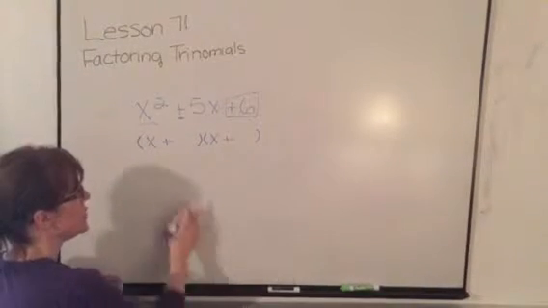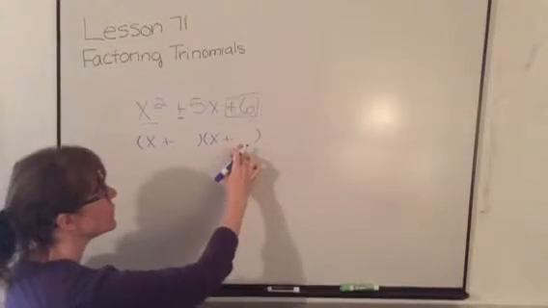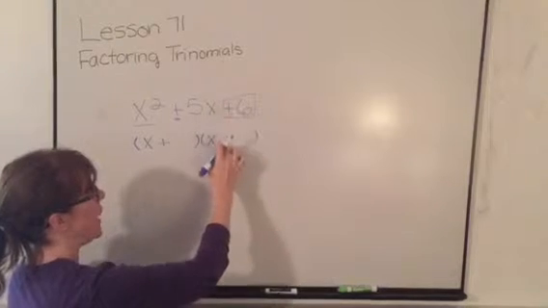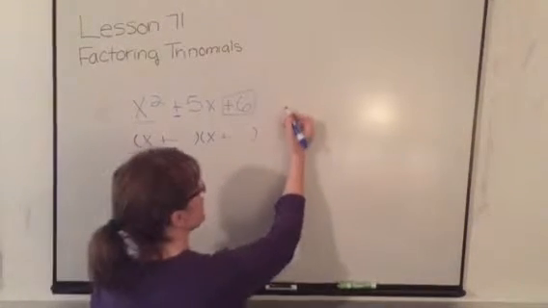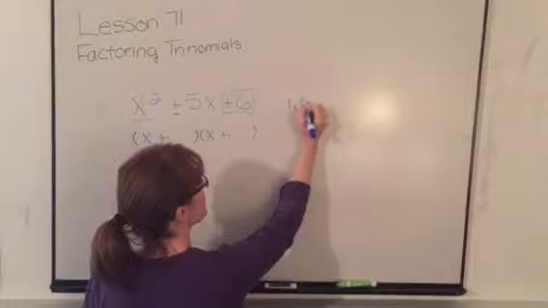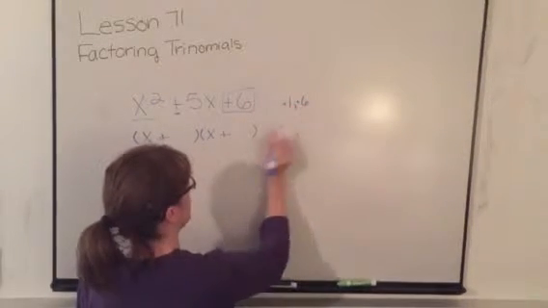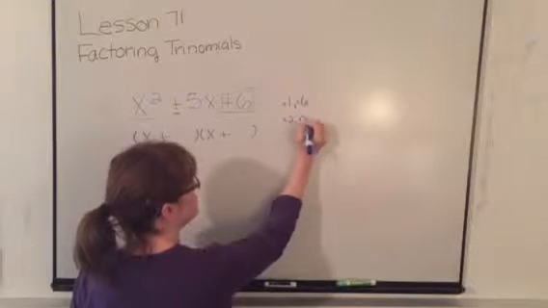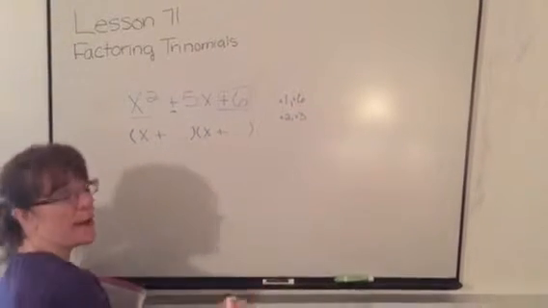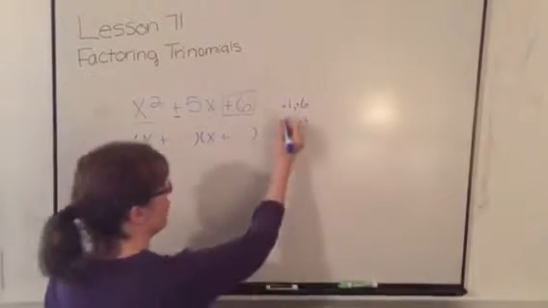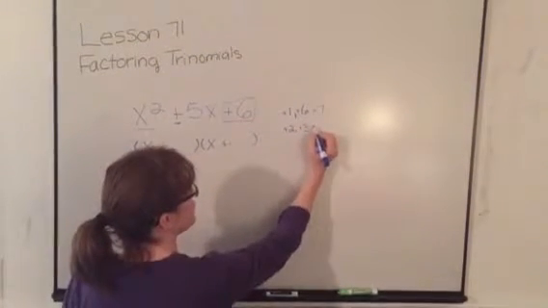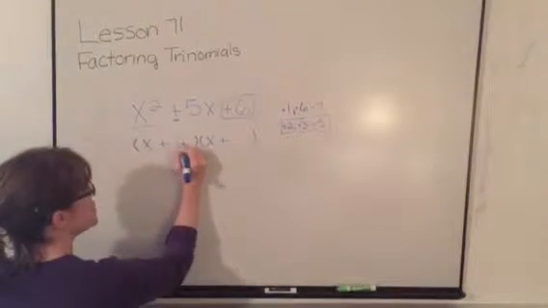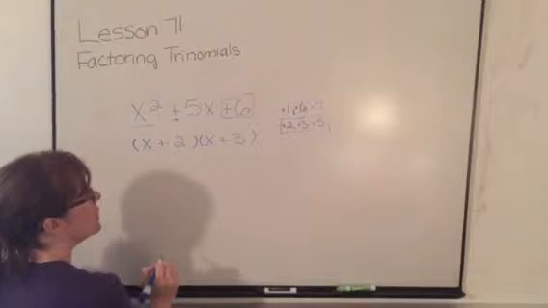My last thing I need to do is figure out what these last two numbers are. How we do that is we find the factors of 6 that when added together add up to 5. So the factors of 6 are 1 and 6, positive because we're adding, and then 2 and 3, okay? If I add my factors together, 1 plus 6 equals 7, and 2 plus 3 equals 5. So we're going to use these. So we say plus 2, plus 3, okay?